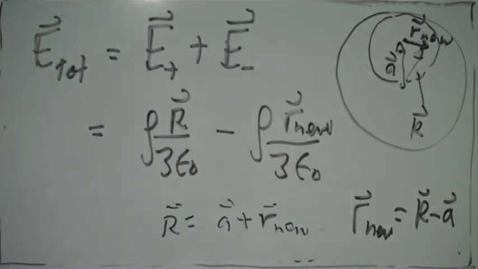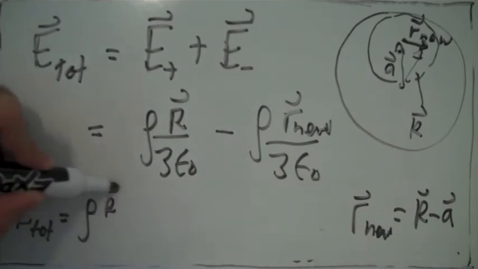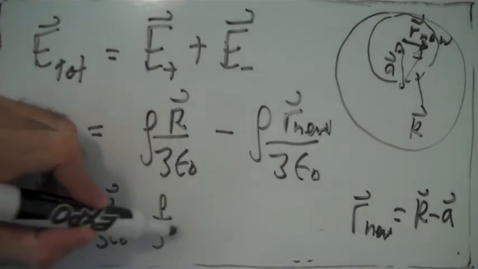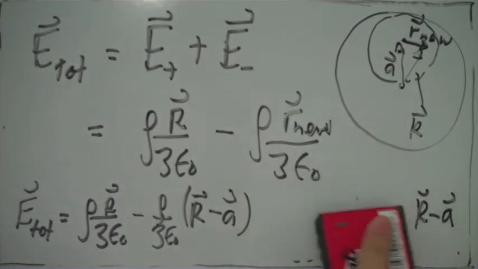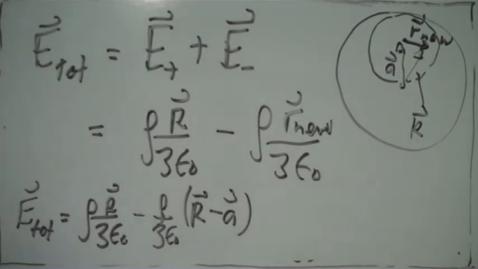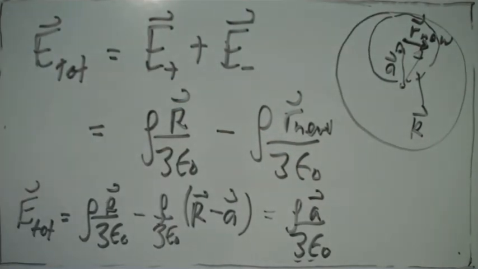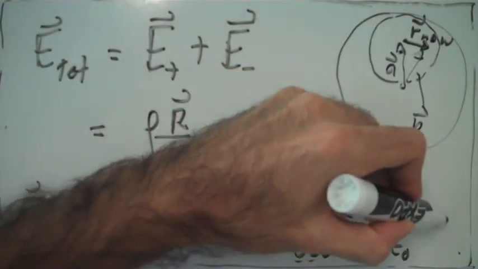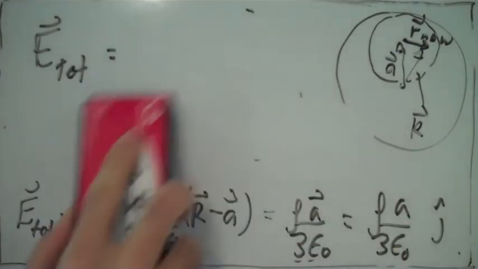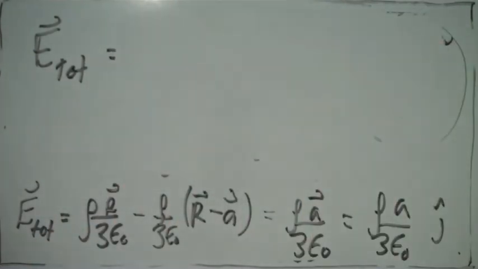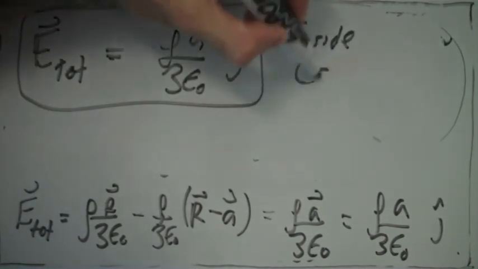So if we just plug that into r prime, we have an expression for the total electric field inside the cavity. Okay, we plug in r prime, and then two of these terms cancel out, so we find that the total electric field inside the cavity is just given by this. Okay, so the vector a is actually of magnitude a and pointing in the j direction. We can just write it out as that. So that means that the total field inside the cavity is just a constant. It's just rho a over 3 epsilon naught in the y direction. This is the total field inside the cavity.